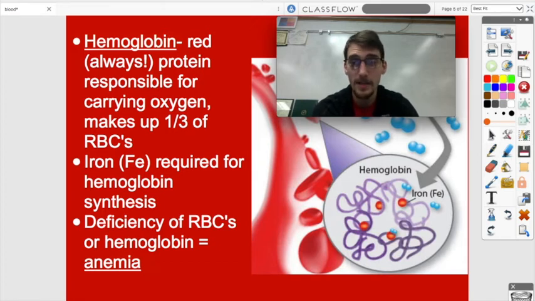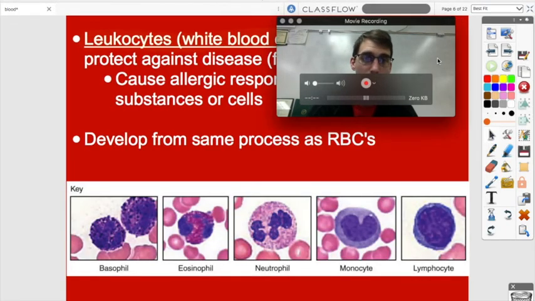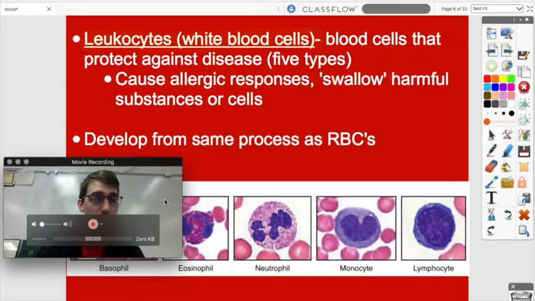A deficiency of RBCs, red blood cells, or hemoglobin is what we call anemia. So there are lots of different types of anemia. You could have thalassemia, you could have sickle cell anemia, you could have iron deficiency anemia. All sorts of different types of anemia. But if you're deficient in either the red blood cells or the hemoglobin that is in those red blood cells, that's called anemia.